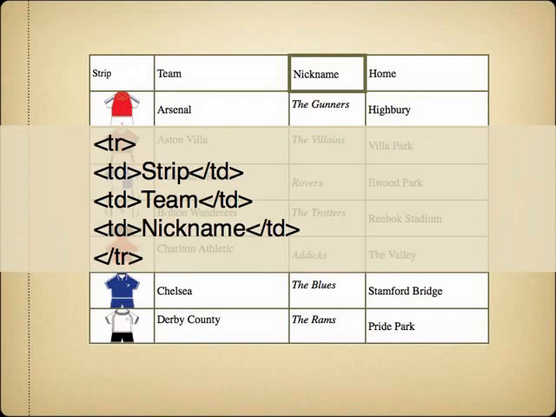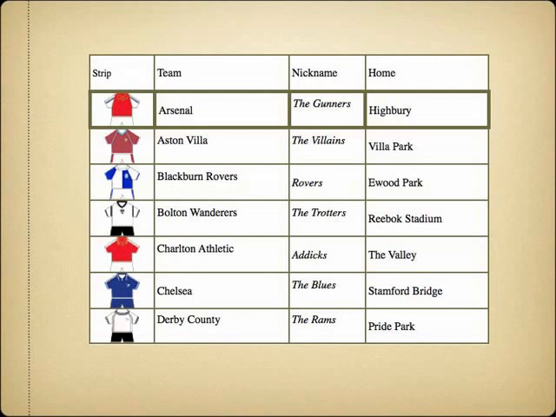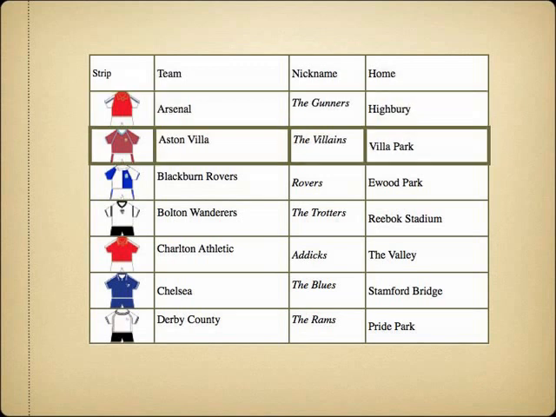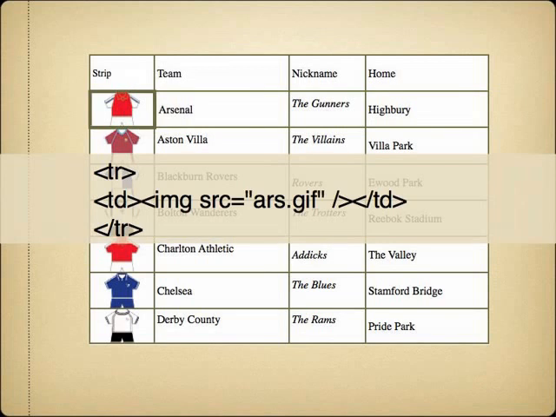Now the next data cell has a team in it, so we have begin td, team, and then /td. For the next cell, we have td, nickname, /td. And then finally, we have td, home, /td. So this completes the first row of the table. Now we build up the table row by row by row. So to start a row, we use the tr tag, and of course, we must finish the row at the end with /tr.